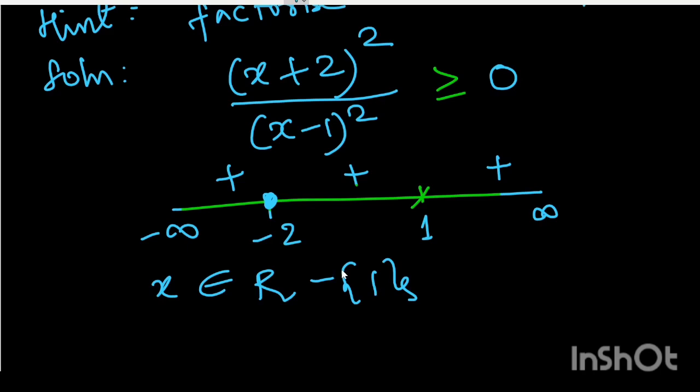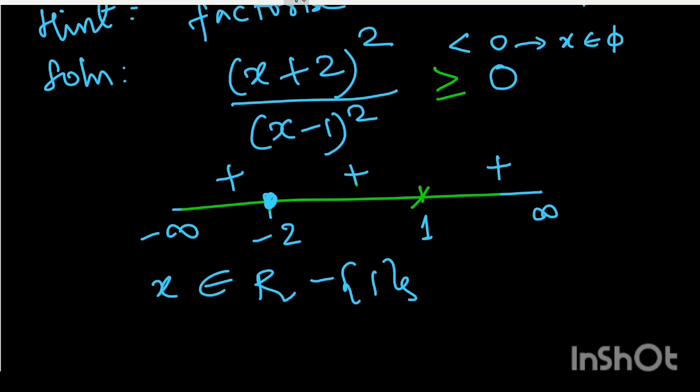What if the question would have asked for less than 0 instead of greater than equal to 0? In that case, what would have been the answer, guys? Since everything is positive, if they are asking for negative, the answer would be no solution, guys. If you think carefully, there is no negative here. So in case the question asked for less than 0, the answer would have been no solution, or x belongs to phi.